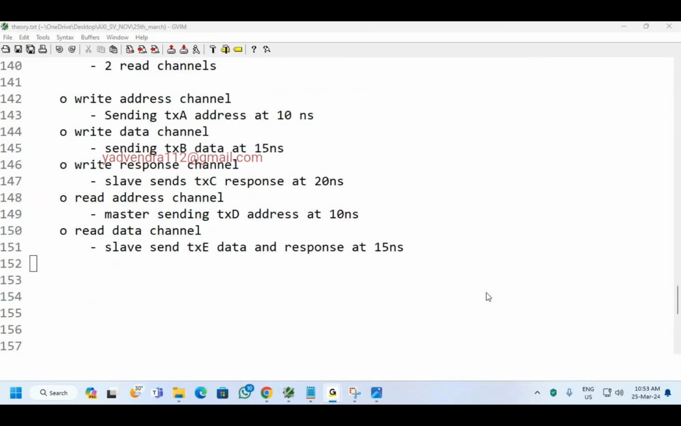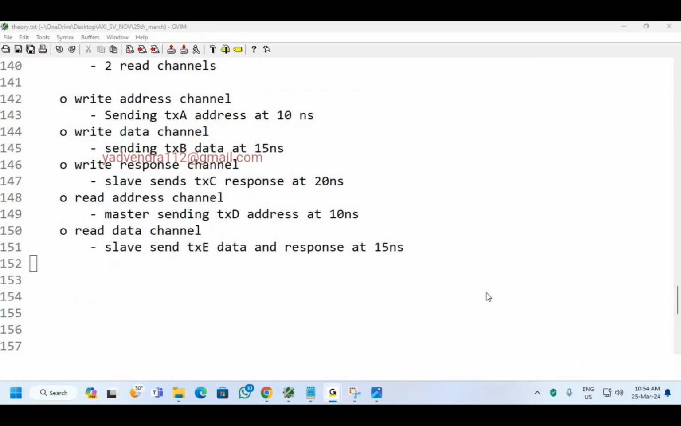My response doesn't need to depend upon the W data channel or address channel. So while it is running the current transaction, my slave can give responses for the previous transactions also. There is no dependency. All are independent, all are happening simultaneously. Got it, guys? That is the advantage of having multiple channels.